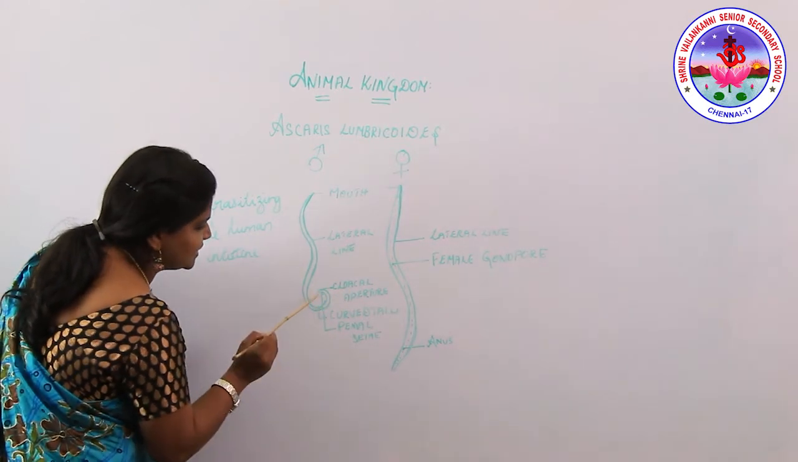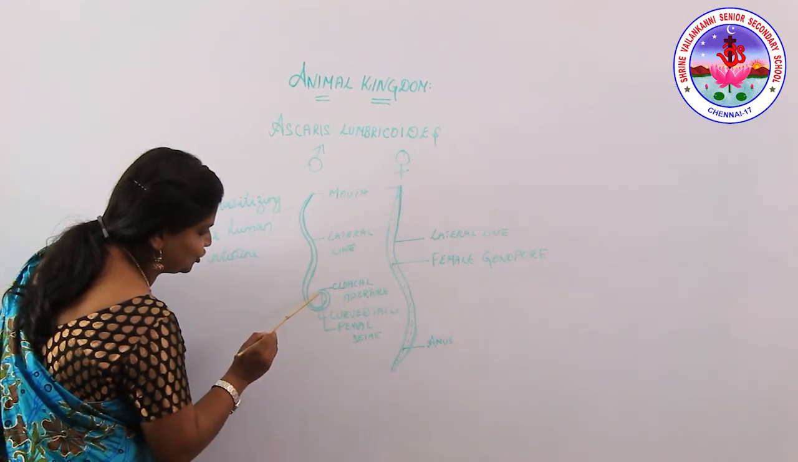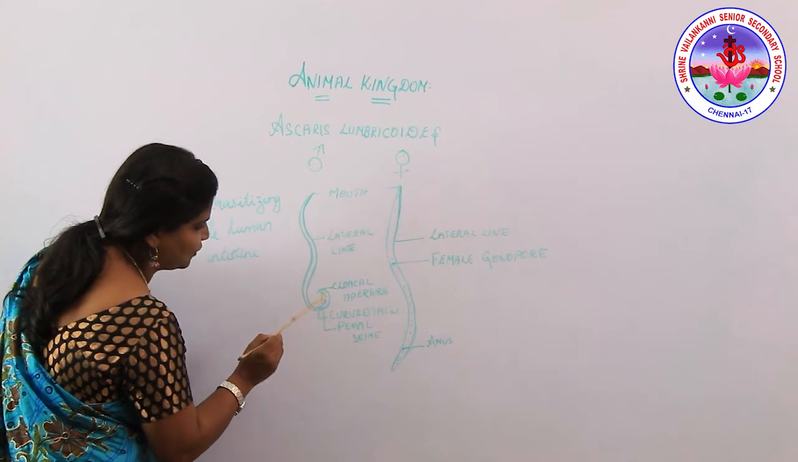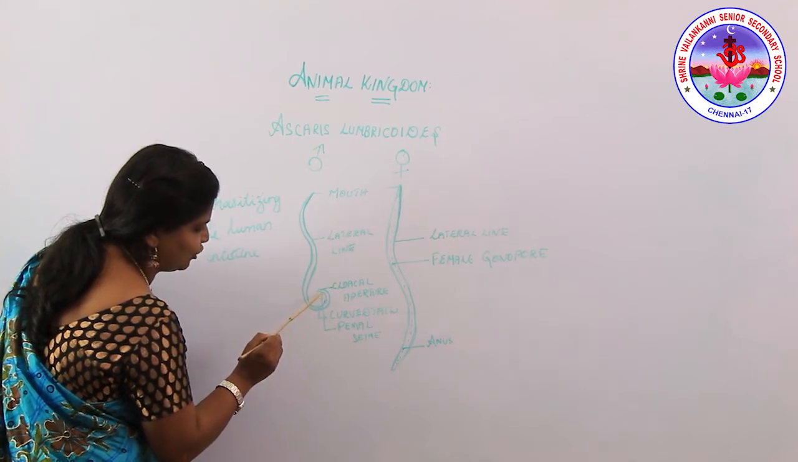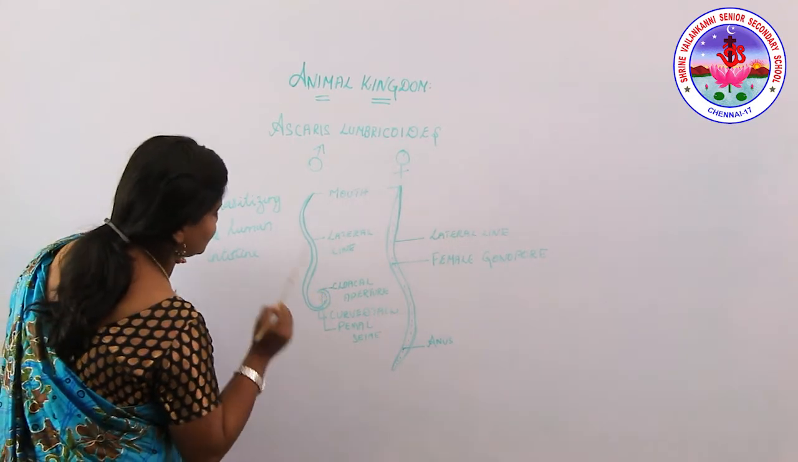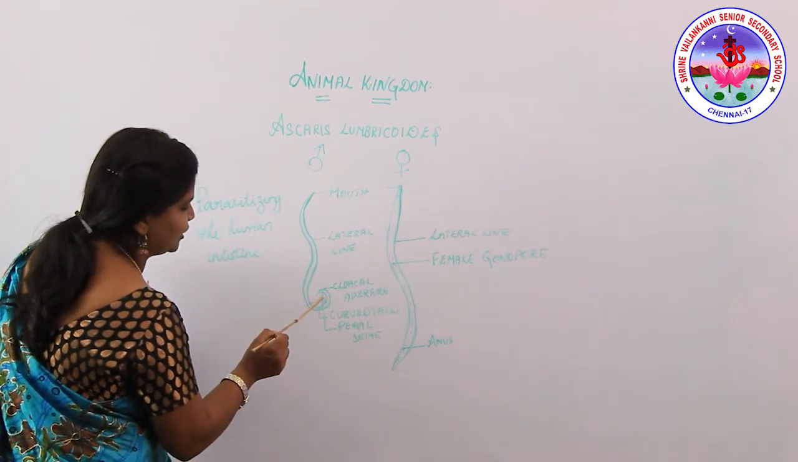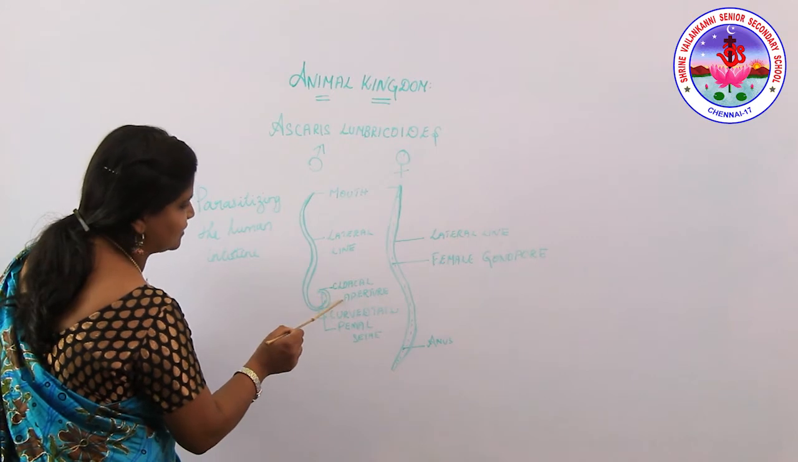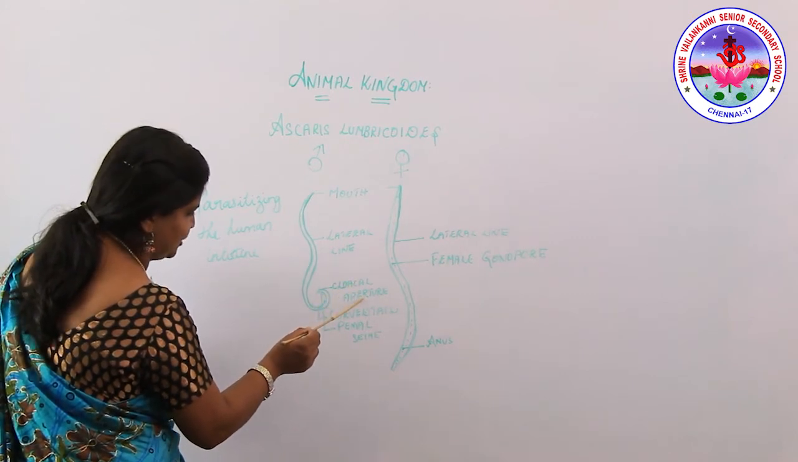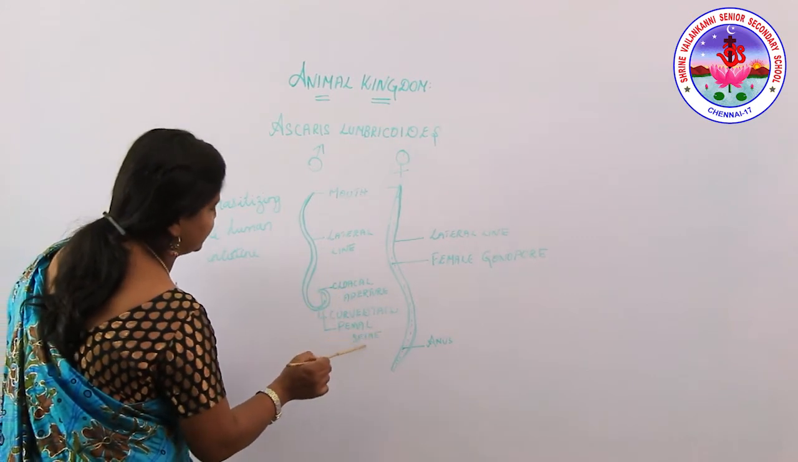See here, this cloacal aperture has two spicule-like structures. Here you can see the two spicule-like structures. This structure is called penial setae. The two spicule-like structures lead from the region of the cloacal aperture. So that is called the penial setae.